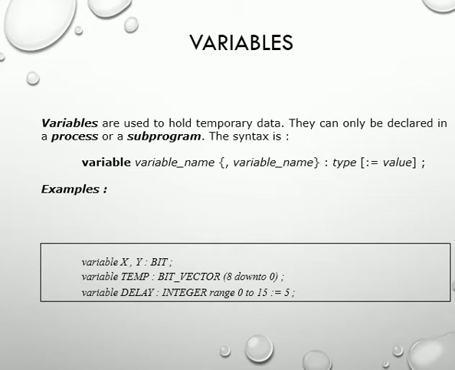Now for an example of a variable, suppose we have two variables x and y. We can declare it as variable, which is a keyword, then x comma y colon bit. That means these two variables are of bit type. Then end this statement with a semicolon. Another example you can have is variable temp, a bit_vector, which means this is a vector, and in the bracket 8 down to 0.